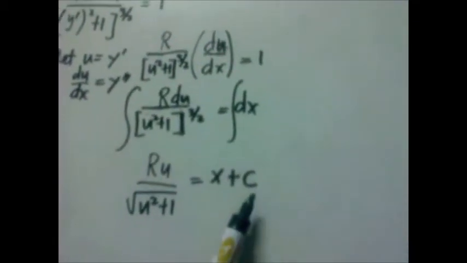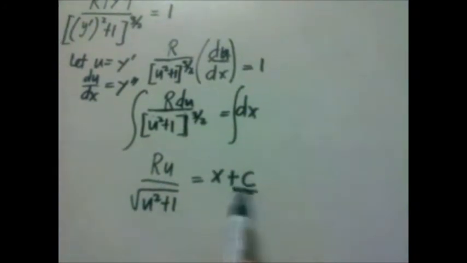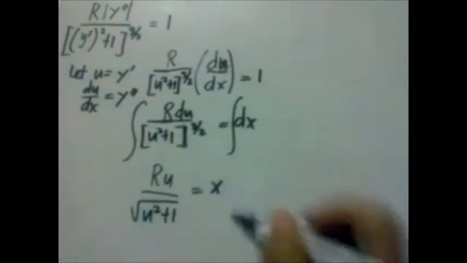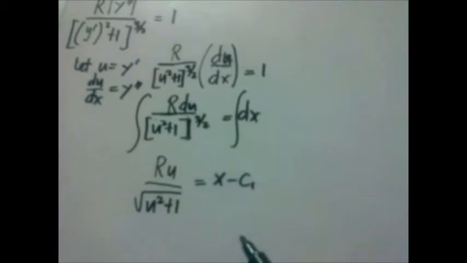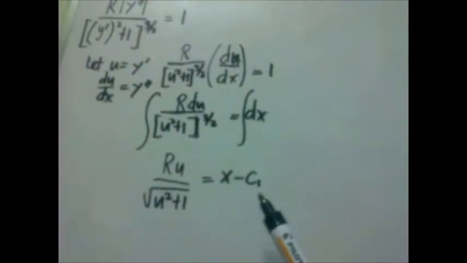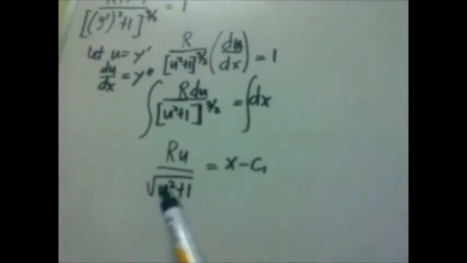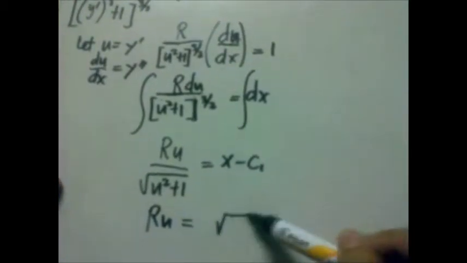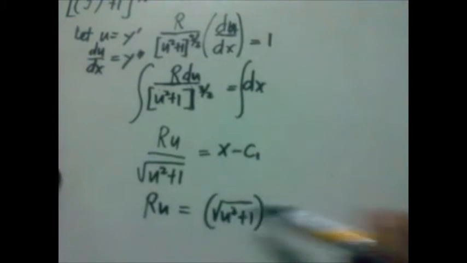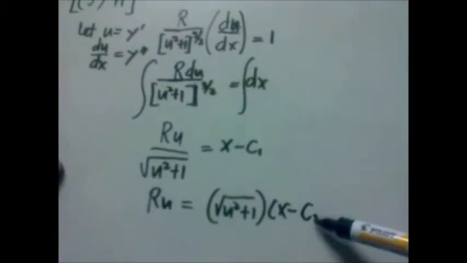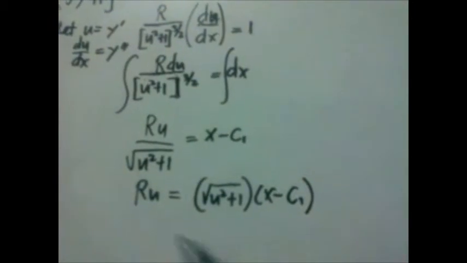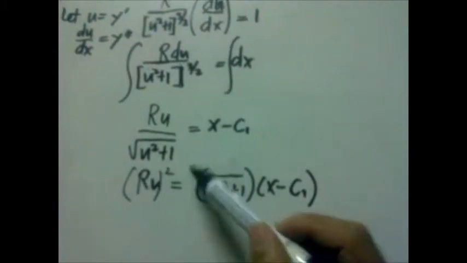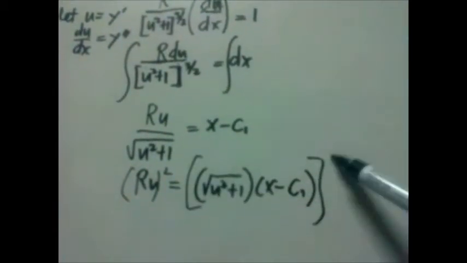We don't forget the c, but in this case the c here must be indicated as minus c1. Why? So that we can make sure that we will arrive at the equation of a circle. Remember, c can transform to any form because this is a constant. Okay, so we have to simplify the equation more. So r u is equal to the square root of u squared plus 1 multiplied by x minus c1. Okay, so we have to square both sides.